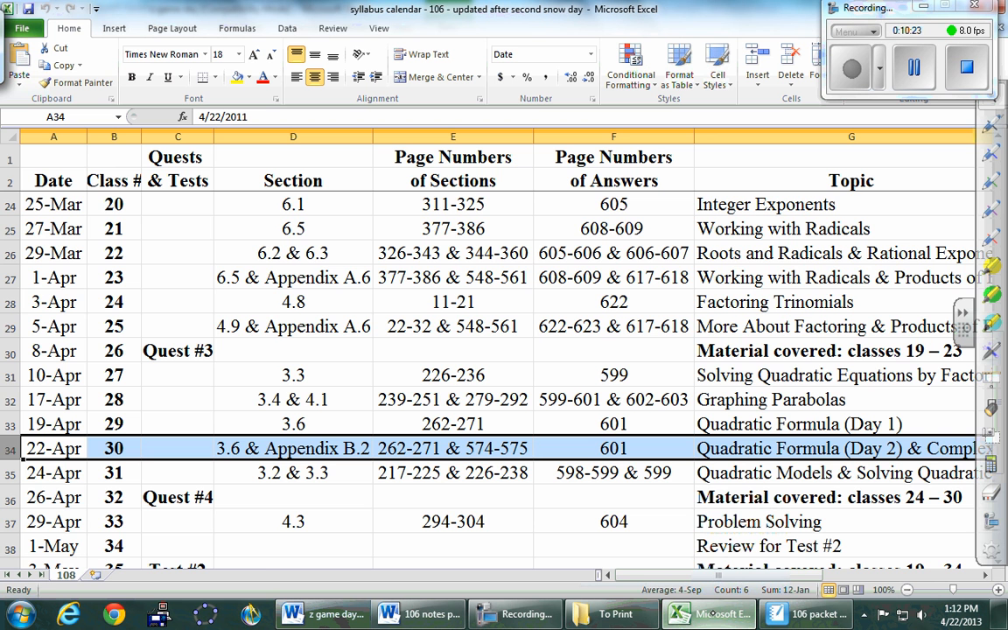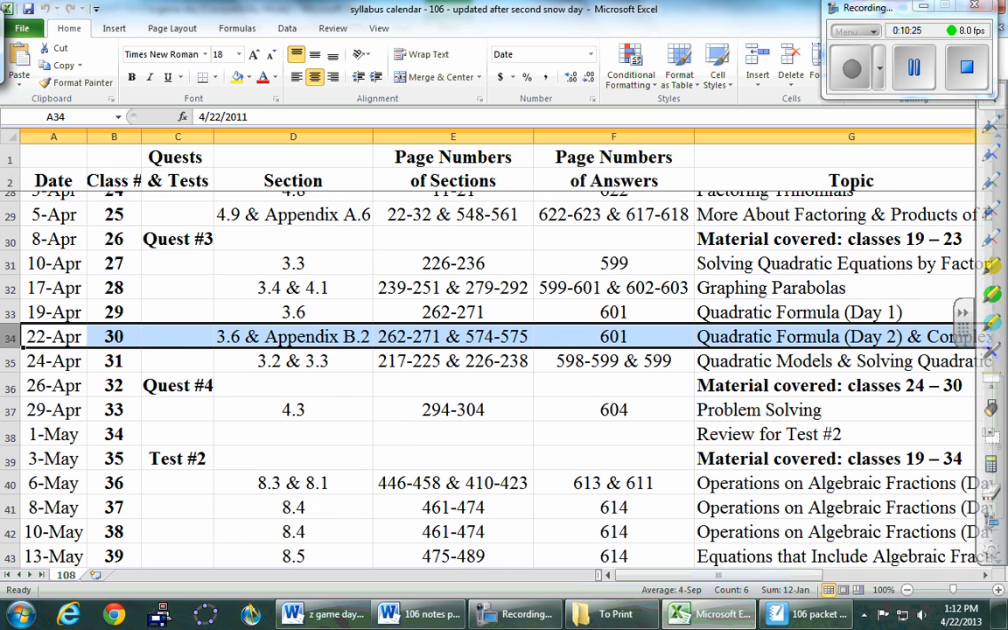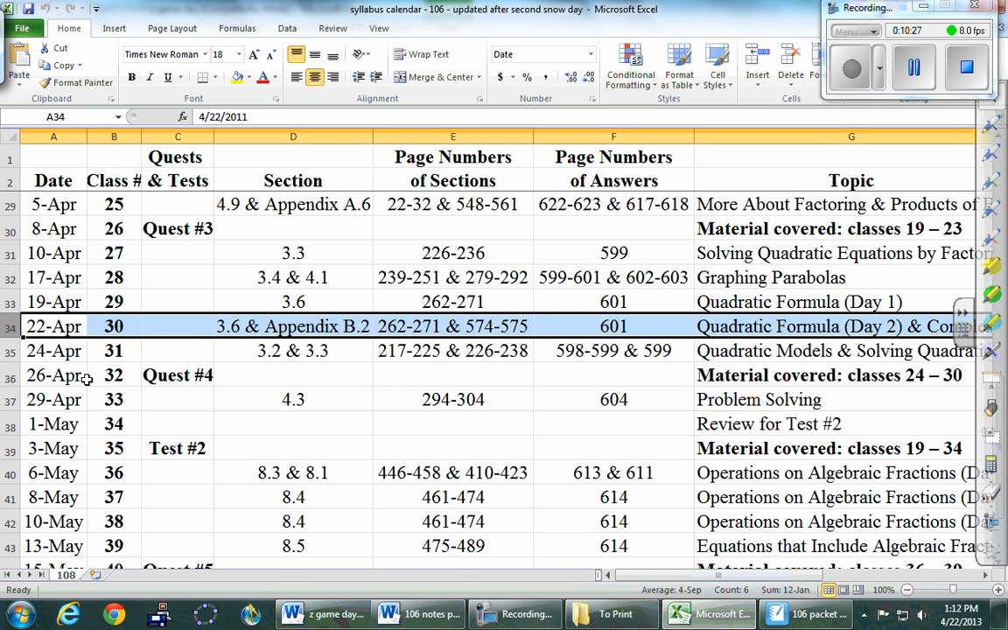All right, our calendar. Today is day number 2 of the quadratic formula, and we're also going to talk about something called complex numbers. Raise your hand if you've seen i in a math class before. Got a couple of them. That is our main topic for today.